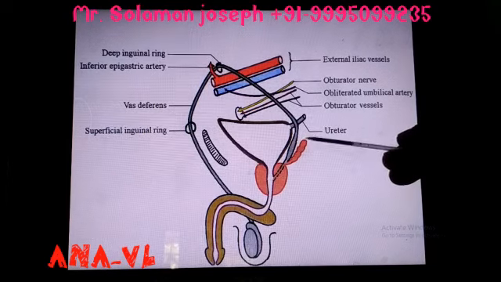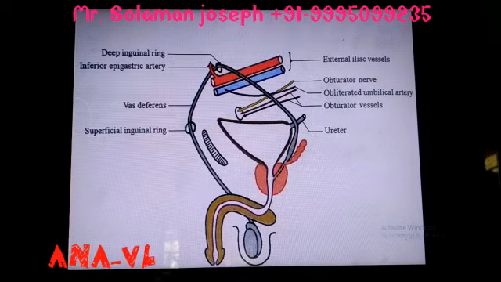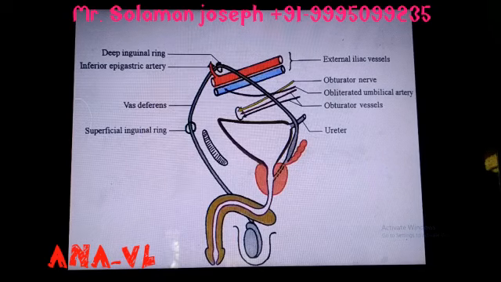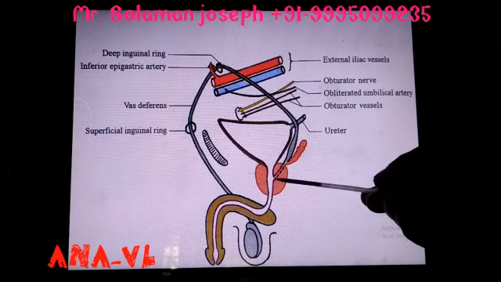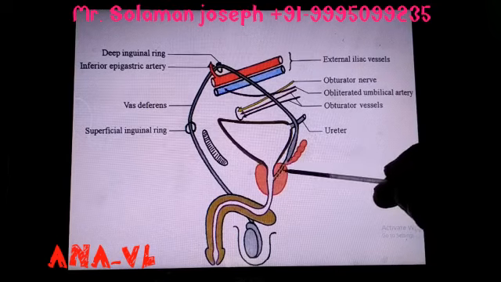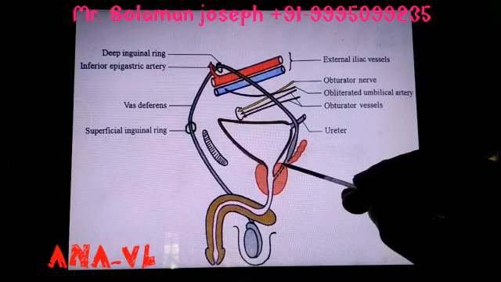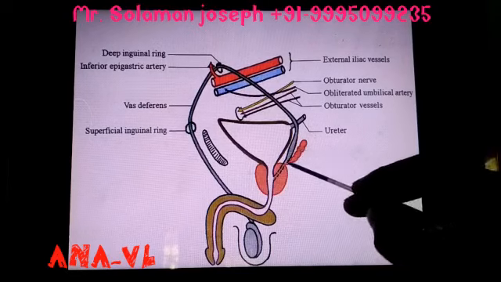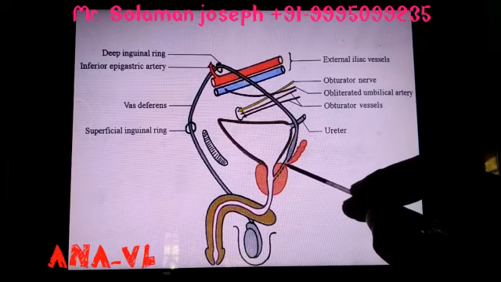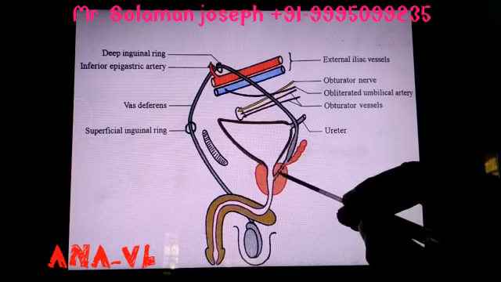The ampulla acts as a storage reservoir of semen. Finally, the vas deferens reaches the base of the prostate, the posterior border of the prostate gland, and it joins with the duct of the seminal vesicle to form a strong single duct. It is called the ejaculatory duct.